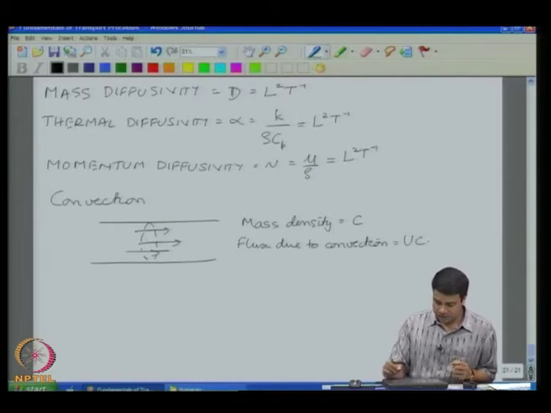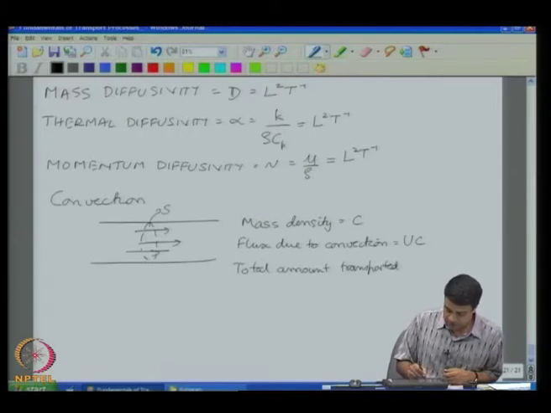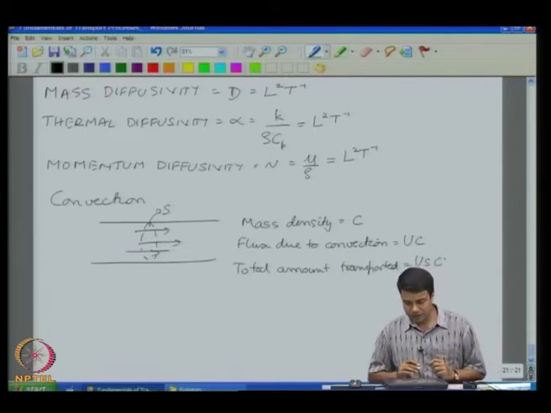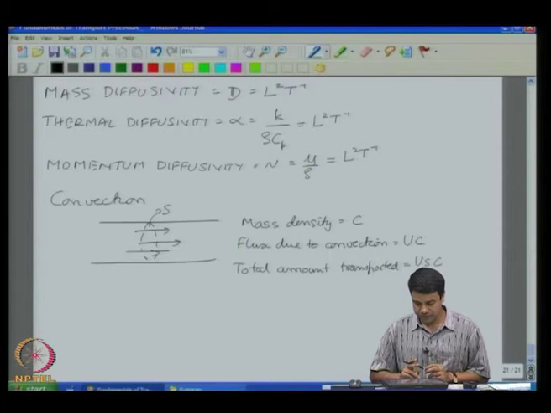That is because the total amount transported, if I have some surface area, let us say S, the total amount transported is going to be equal to the velocity times S times the concentration. And therefore, if I divide by the surface area to get the flux, I will get just the velocity times the concentration.